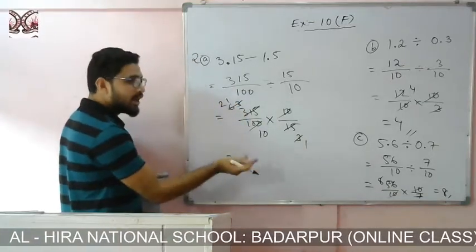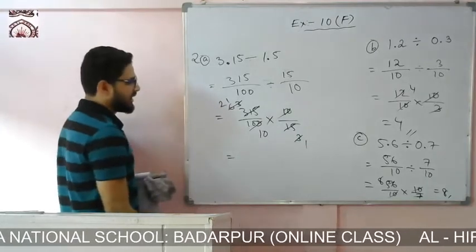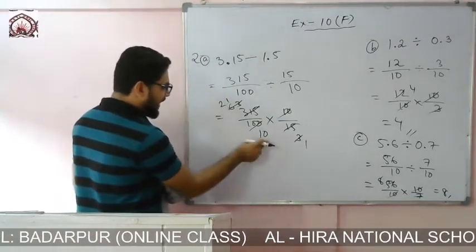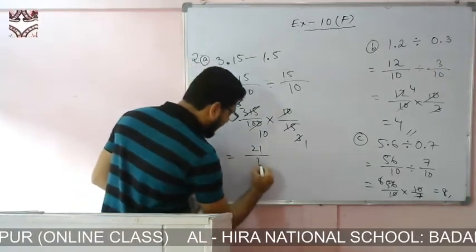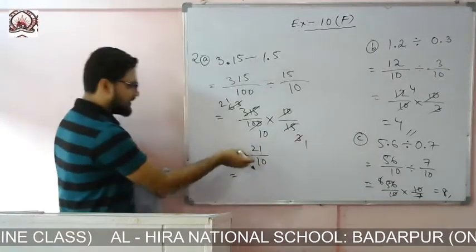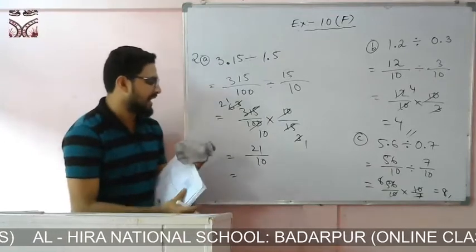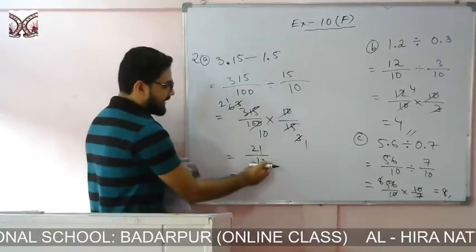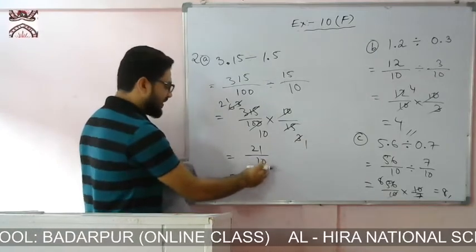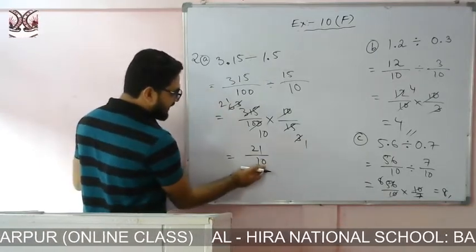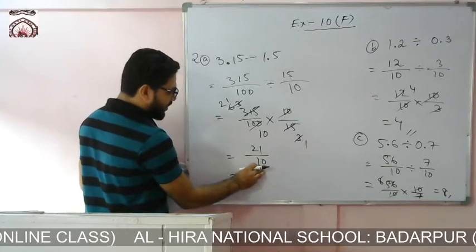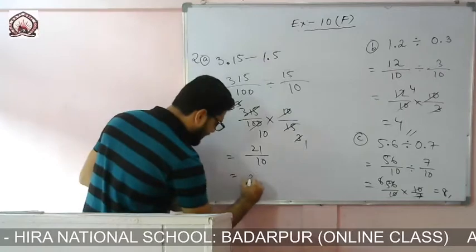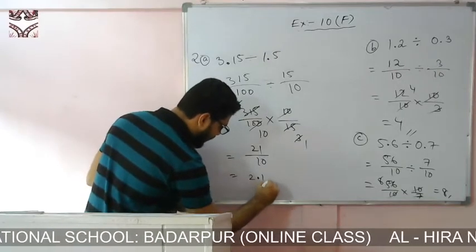That means 3 21s are 63. Now you see in the numerator it is only 21 and in the denominator it remains 10. So this we have already done in the earlier classes. If the denominator is a multiple of 10, you see there is only 1 zero, so the point will come before 1 digit in the answer. That means 2.1 will be the answer.